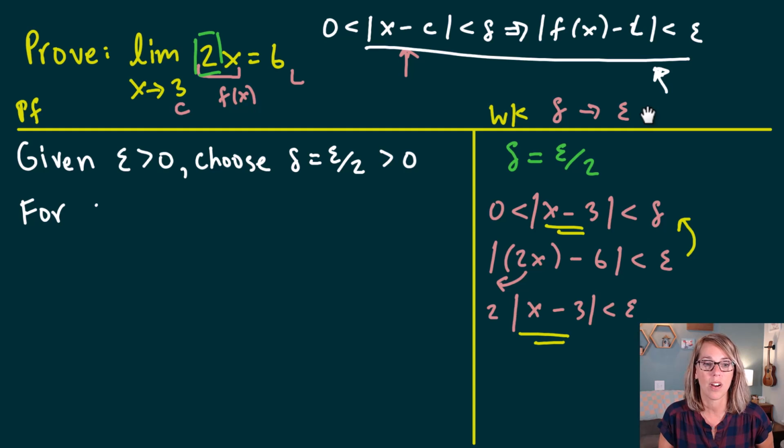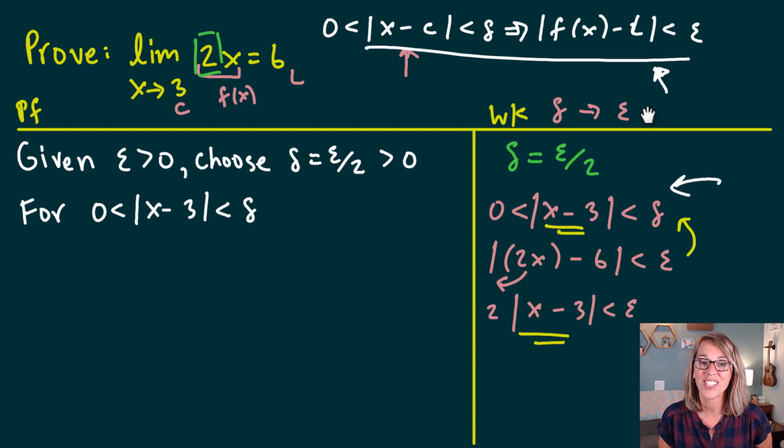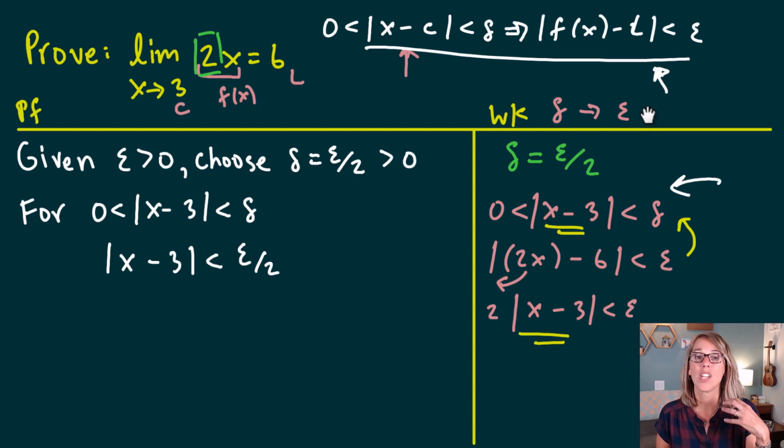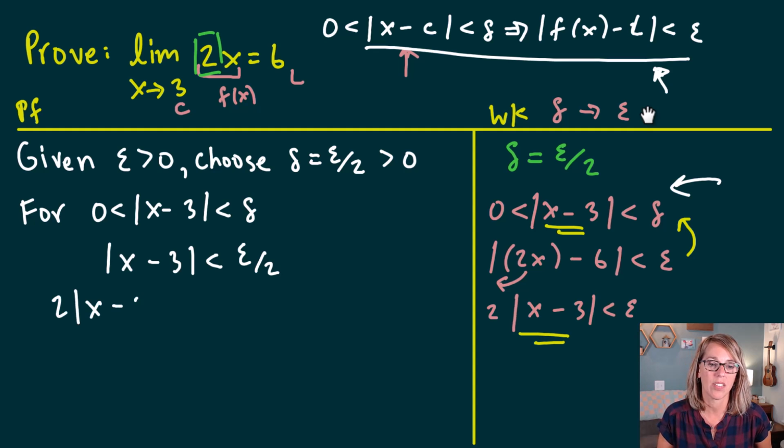So I'm going to say for 0 less than, and I am going to write it here in terms of our problem, |x minus 3| less than delta, but we've got delta as epsilon over 2. I can drop the 0, so |x minus 3| is less than epsilon divided by 2. Now I'm doing the math to show that I can end up at my epsilon statement. Let's multiply the 2 in, so I get 2|x minus 3| is less than epsilon.